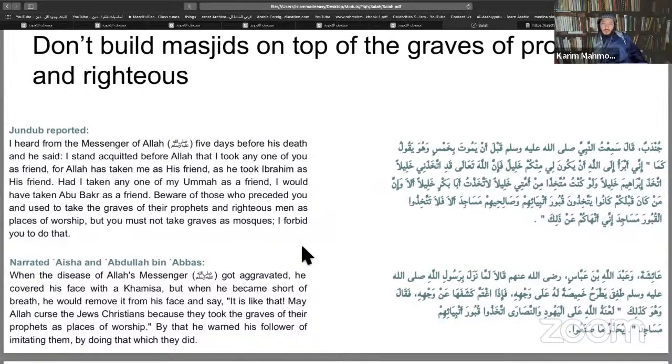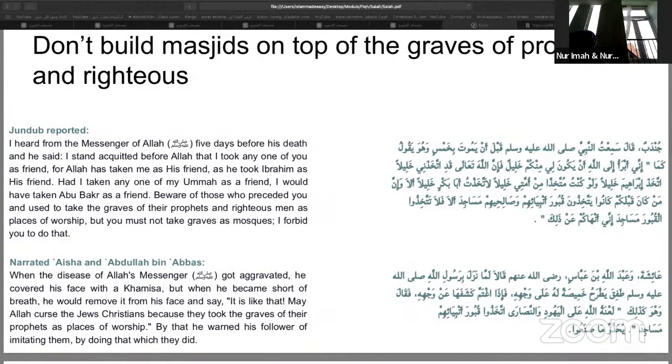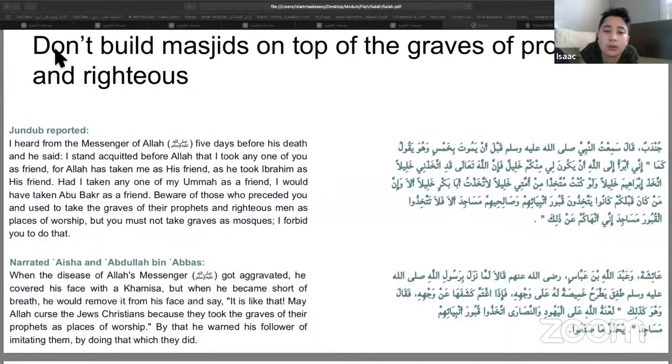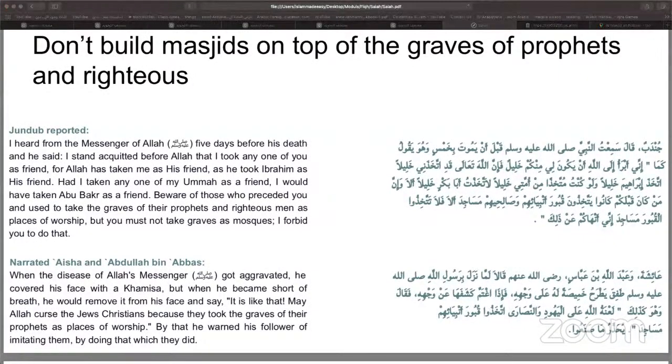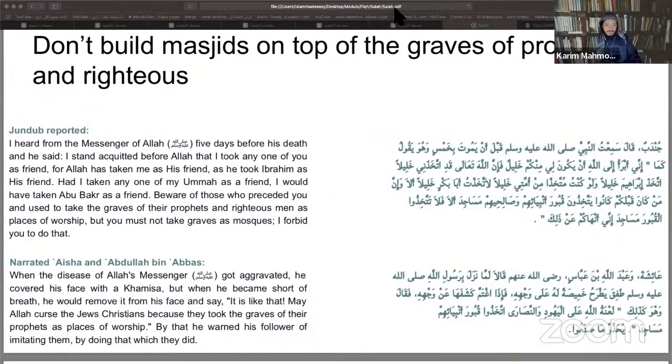Also, we are forbidden from building graves over masjids, or building a masjid over graves. What do you mean over? Okay, let me show you. Oh, I think I know what you mean. Like there's a dead person under the masjid. Yeah. Okay, that's an example of that.